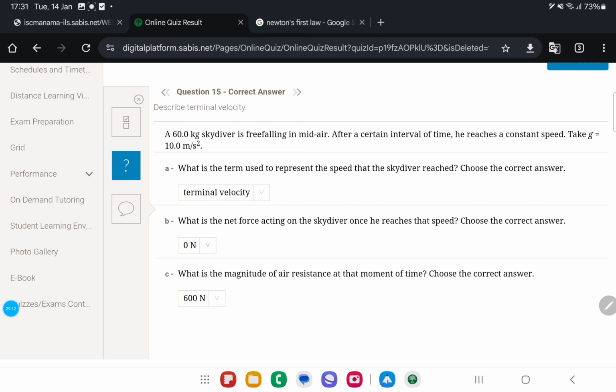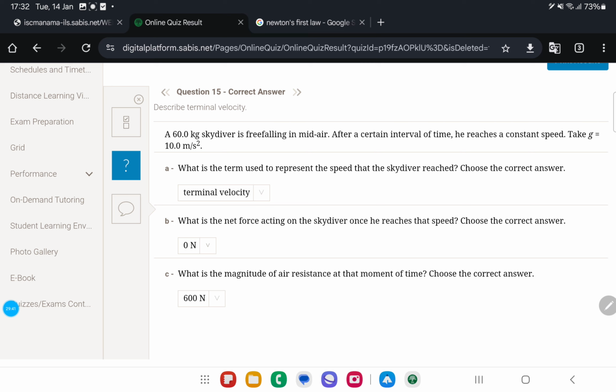Okay, a 60 kilogram skydiver is free falling in mid-air. After a certain interval of time, he reaches a constant speed. Like I said before, when the skydiver stops accelerating and reaches constant speed or constant velocity, that is called terminal velocity. First one, what is the term used to represent the speed that the skydiver reached? It's called terminal velocity. It's when a skydiver reaches maximum speed, constant speed.